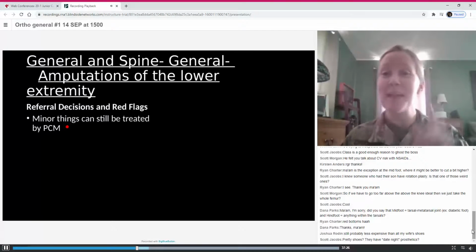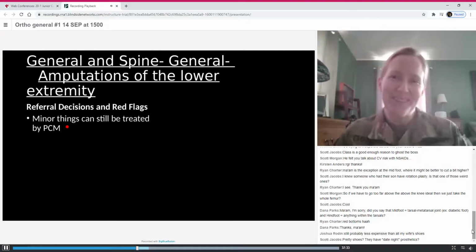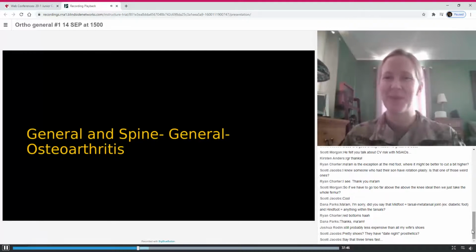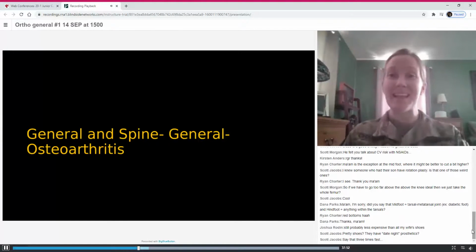Jacobs, they might have date night shoes. I'm not sure, but it sounds like something that would totally be a prosthetist. Yeah, I'm gonna stop trying to say that word. I'm gonna go with yes. Pretty shoes, so pretty.